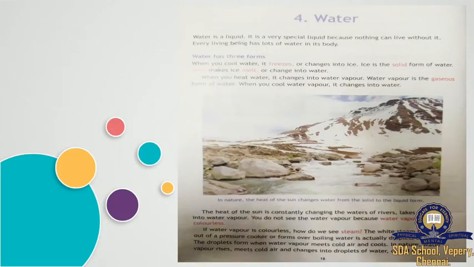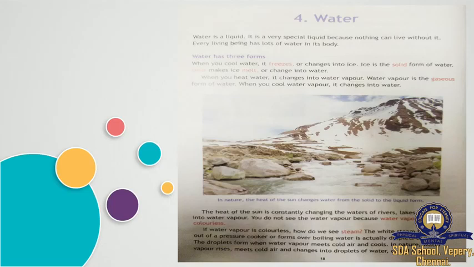Water. Water is a liquid. It is a very special liquid because nothing can live without it. Every living being has lots of water in its body. Water has three forms. When you cool water, it freezes or changes into ice. Ice is a solid form of water.